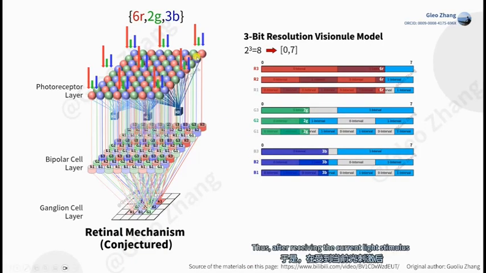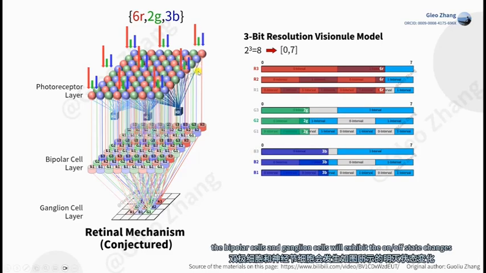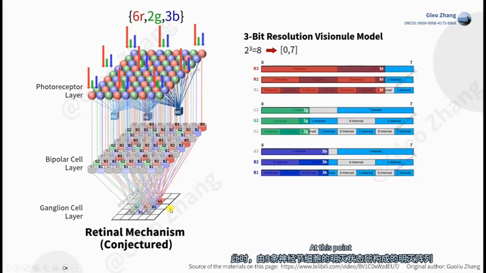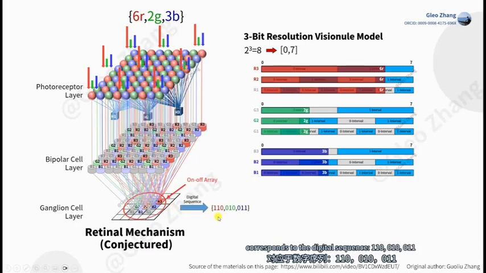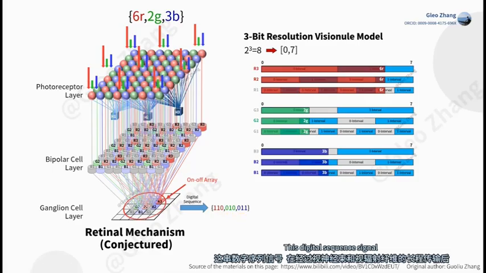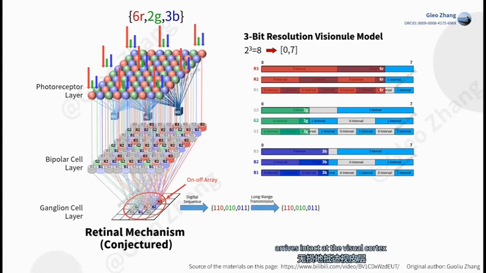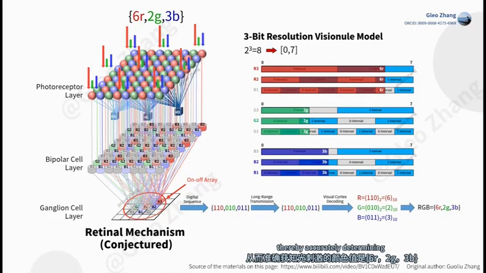Thus, after receiving the current light stimulus, the bipolar cells and ganglion cells will exhibit the on-off state changes as shown in the figure. At this point, the on-off array formed by the 9 ganglion cell states corresponds to the digital sequence 110, 010, 011. This digital sequence signal, after long-distance transmission through the optic nerve bundle and optic radiation fibers, arrives intact at the visual cortex. The visual cortex then decodes this digital sequence, thereby accurately determining that the color value of the light stimulus is 6R, 2G, 3B.